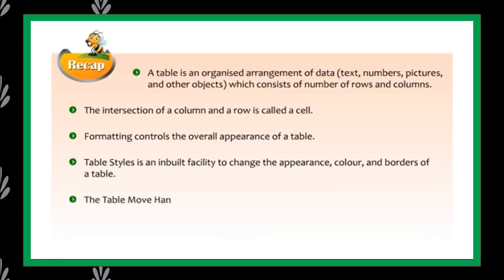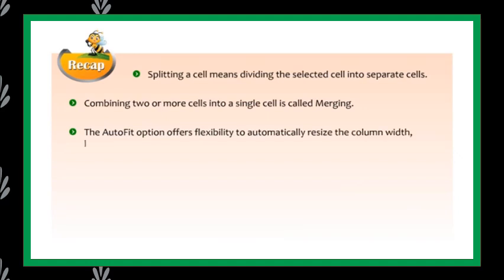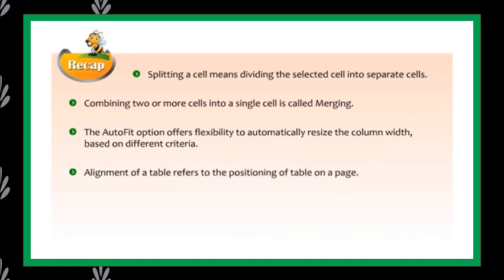The table move handle and table resize handle are used to move and resize the entire table respectively. Splitting a cell means dividing the selected cell into separate cells. Combining two or more cells into a single cell is called merging. The AutoFit option offers flexibility to automatically resize the column width based on different criteria. Alignment of a table refers to the positioning of table on a page. Text alignment refers to the positioning of text in the cells of a table.